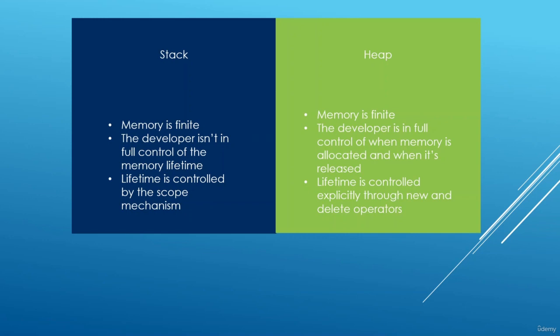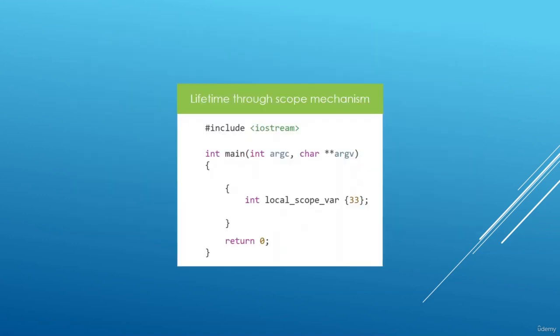And this is a benefit you might have with heap storage, and you might want to use this, and we're going to see how we can use that in the next few lectures. Okay, so make sure you understand the difference between stack and heap here. If you look at the example here, we have a variable which is called localscopevar.